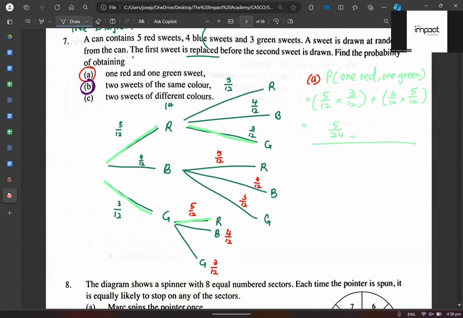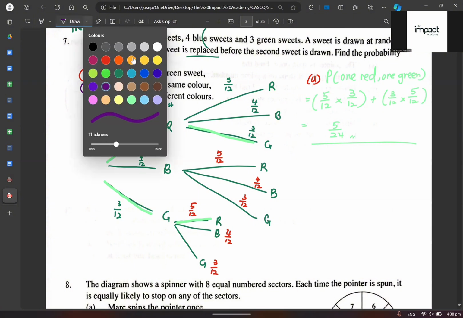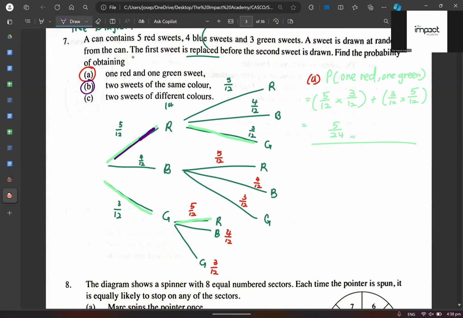Now, we move on to the next one. Next one, 2 sweets of the same color. What is two sweets of the same color? Okay, I'm going to use purple color right now to show you the track exactly. Red, red. Blue, blue. Green, green. Am I making sense? So for B itself, we are going to say the probability of two sweets of the same color.